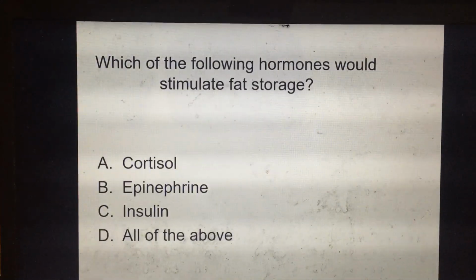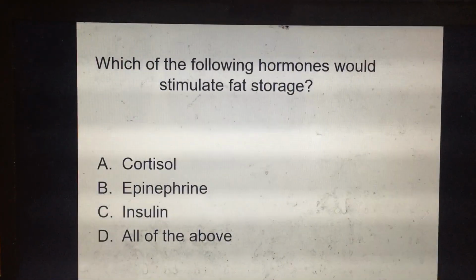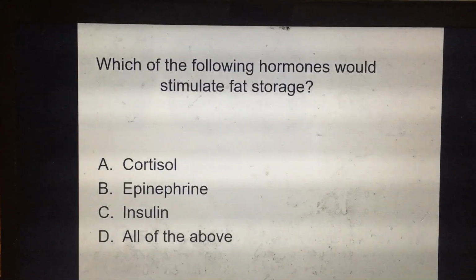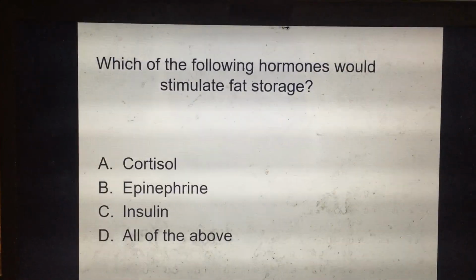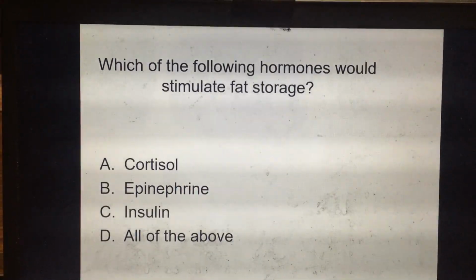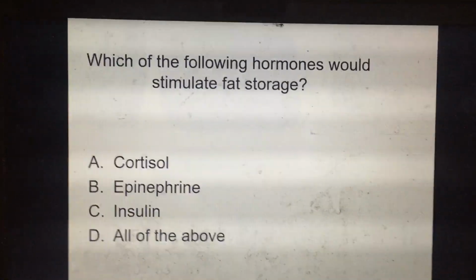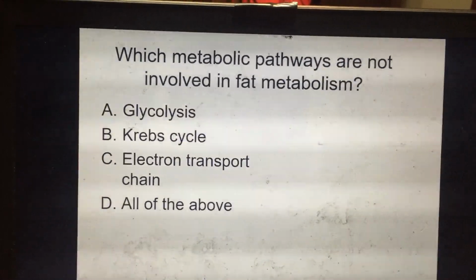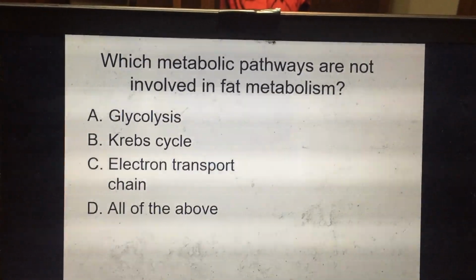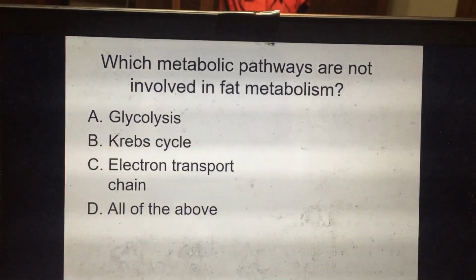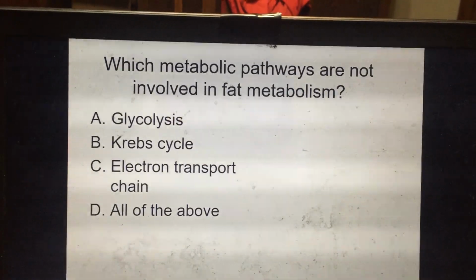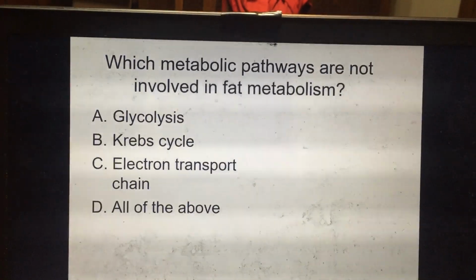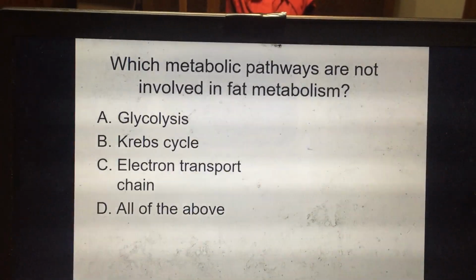So insulin tends to pack things away, including fats, into adipose tissue. Cortisol and epinephrine are both released during exercise, and that will result in the breakdown of fat from adipose tissue. So your best answer here is insulin. Which metabolic pathways are not involved in fat metabolism? So your options here are glycolysis, Krebs cycle, electron transport chain, or all of the above. The correct answer here is glycolysis.